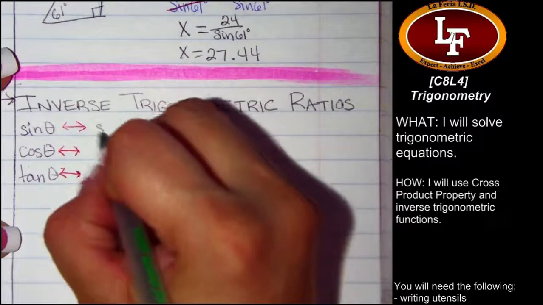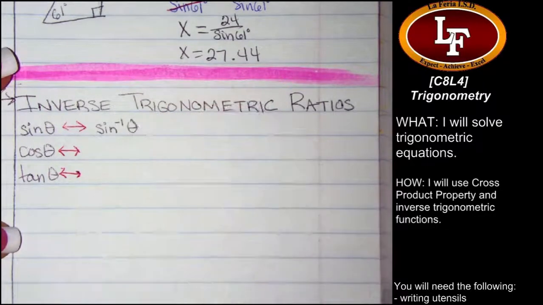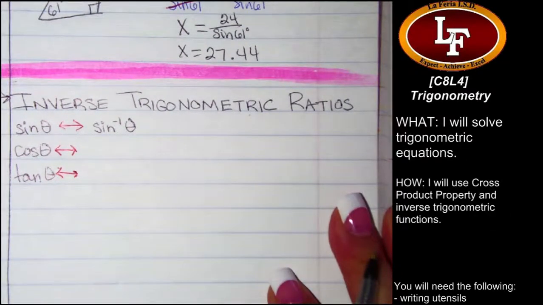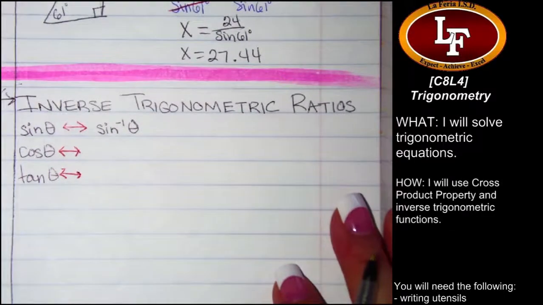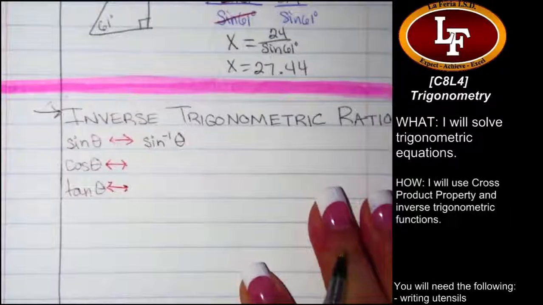Here is the symbol for the inverse ratio for sine. It looks like it's a little -1 exponent. It's not. It means inverse. It's the one on the calculator, and you might wonder, am I supposed to pick that one? But we're about to use that actually.